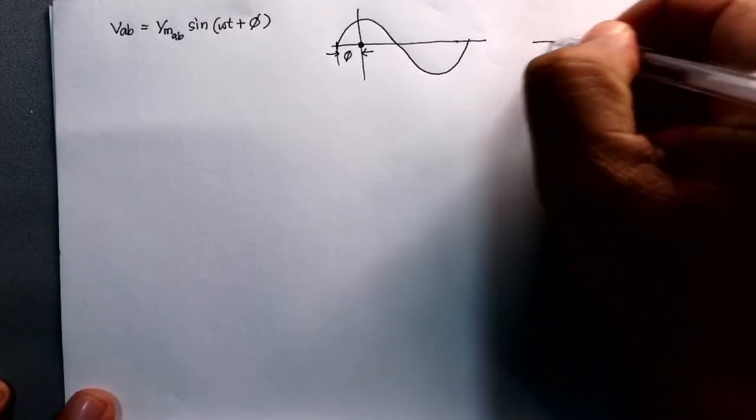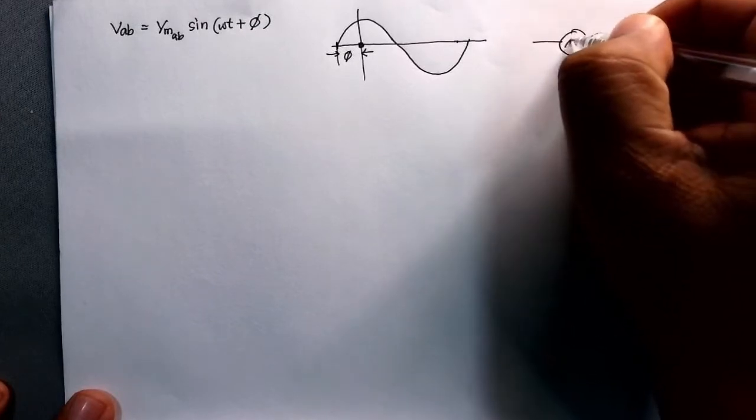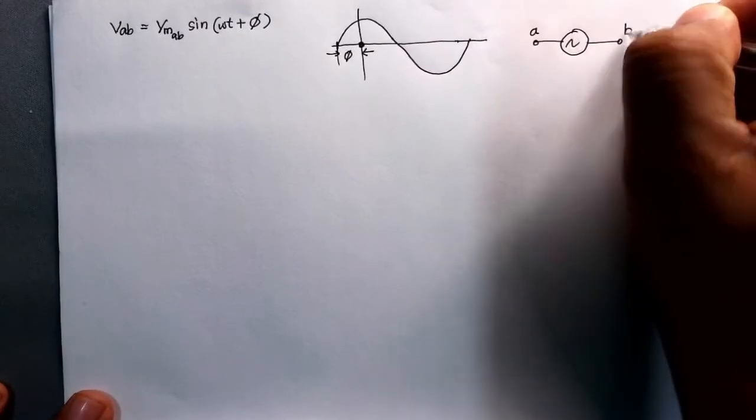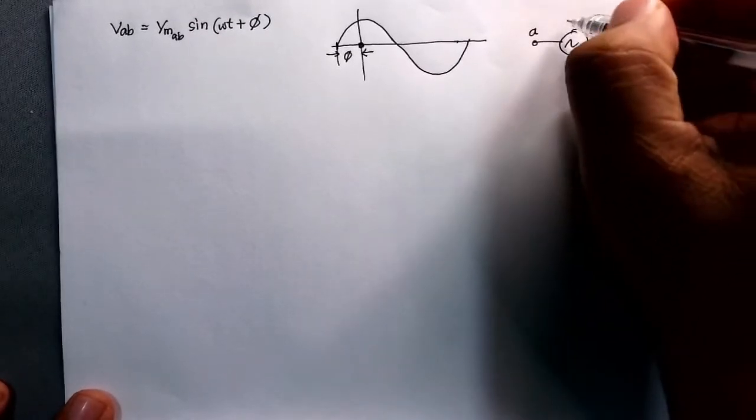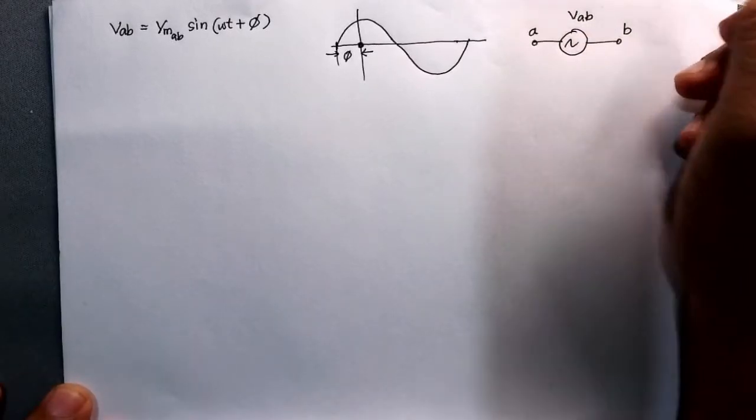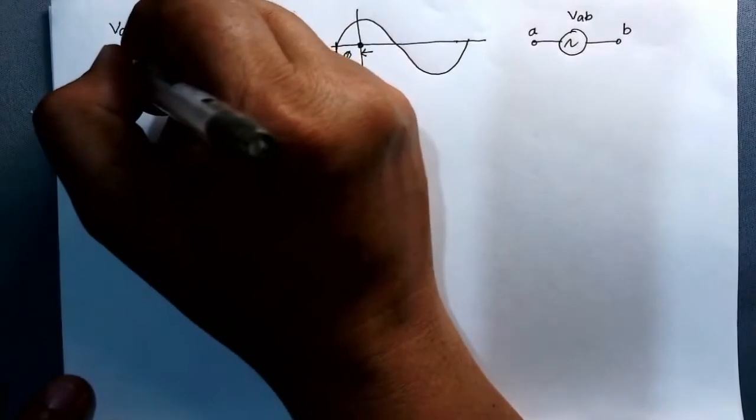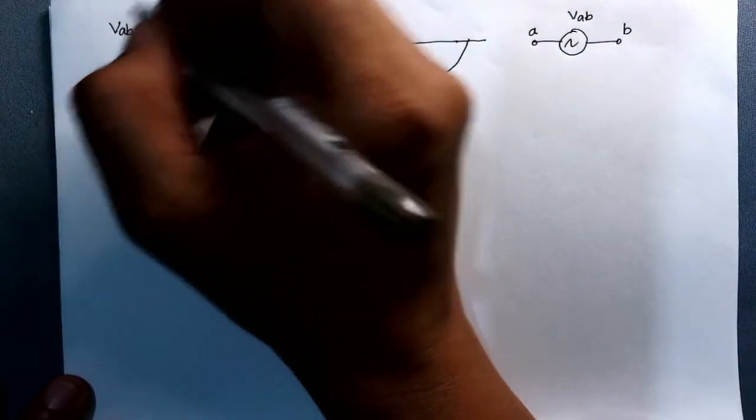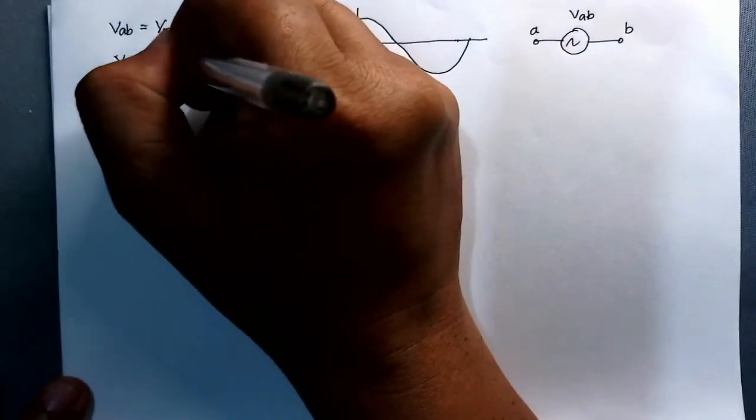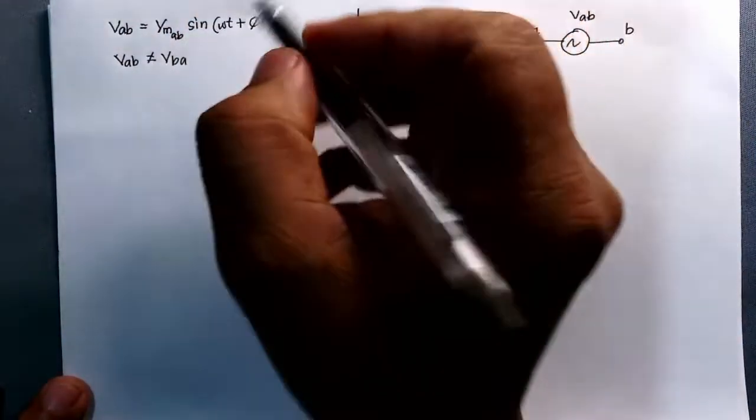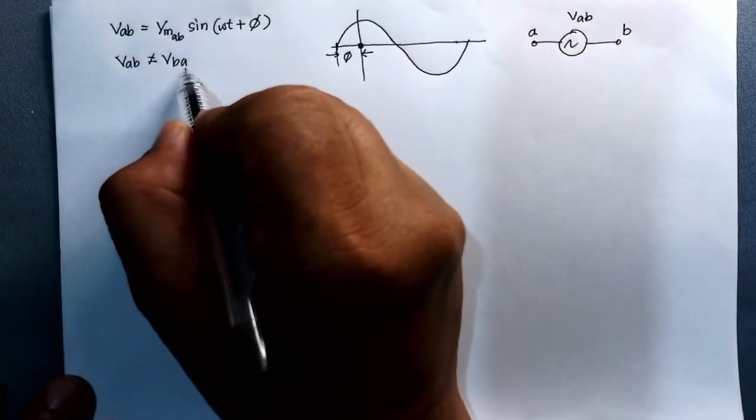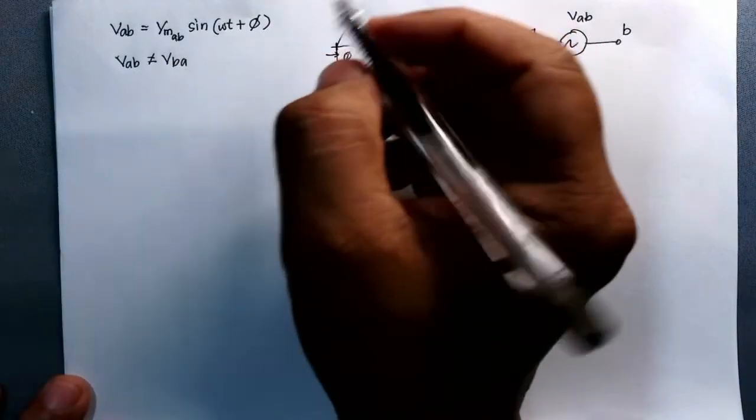Okay, and by the way, our schematic representation in a circuit is like this one. So this is your A and this is your B. Okay, so this is V sub AB. And V sub AB is not equal to V sub BA. So always remember that it can never be equal. So you must look at the points. BA, this is BA, this is AB.